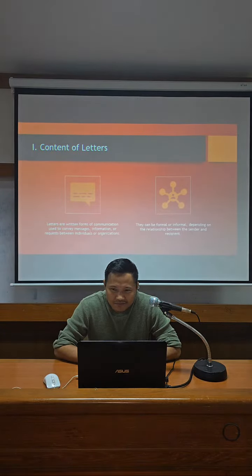So, content of letters. Letters are written forms of communication used to convey messages, information, or requests between individuals or organizations. That's what he's telling us. He went further to say, letters can be formal or informal, depending on the relationship between the sender and recipient. So from every indication, he has the correct explanations, but he was having problems giving us a good PowerPoint that people could see. Okay, next slide.